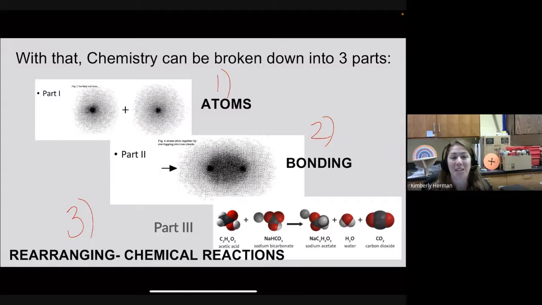So remember, what is chemistry? It is the changes that matter undergoes. What is matter? Anything that has mass and volume.